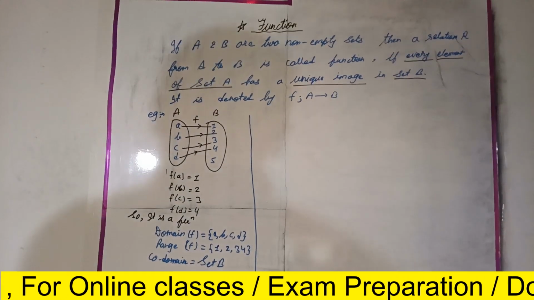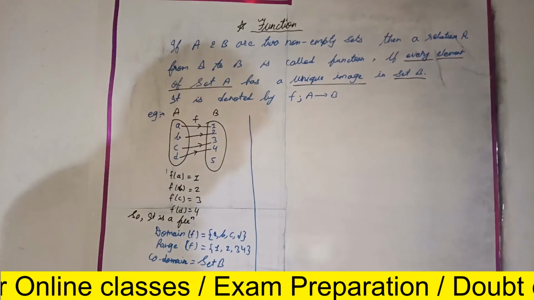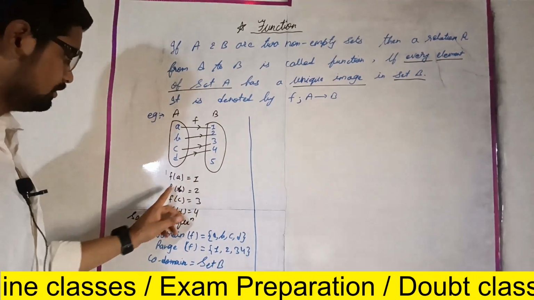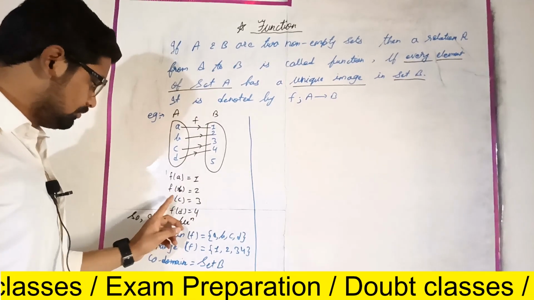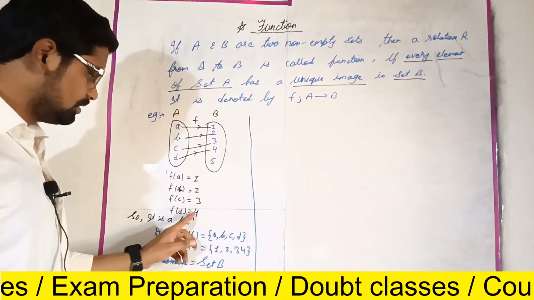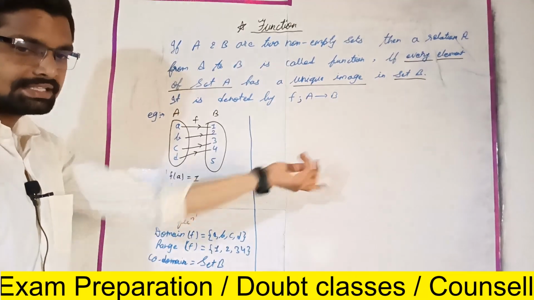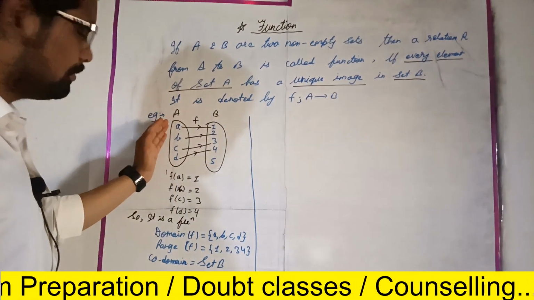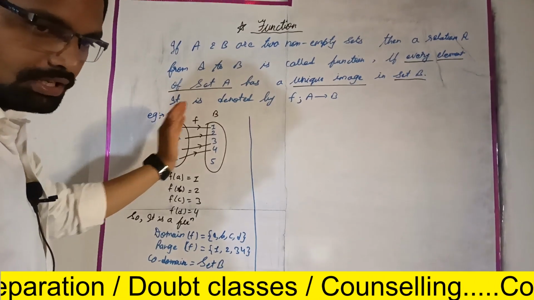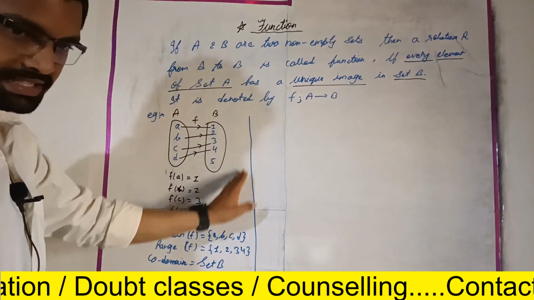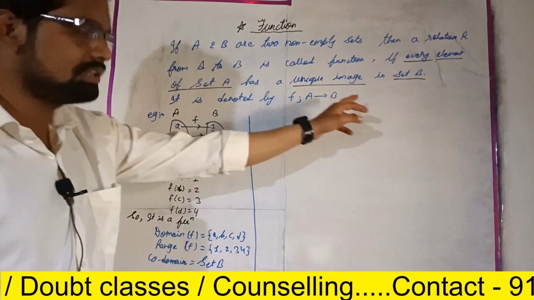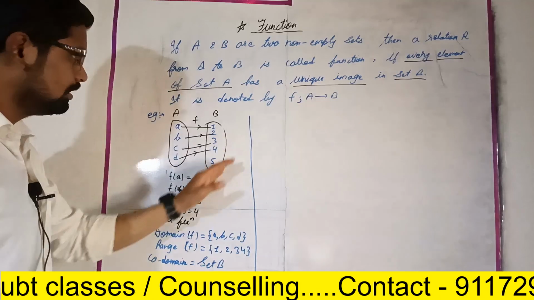Okay, let's see here. So the function of A is 1, function of B is 2, function of C is 3, function of D is 4, right? So as you can see here, every element of set A has a unique image in set B. So this will be a function.